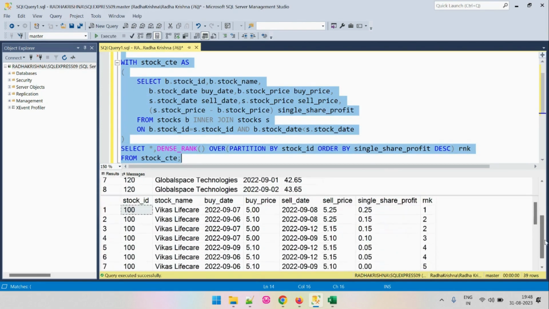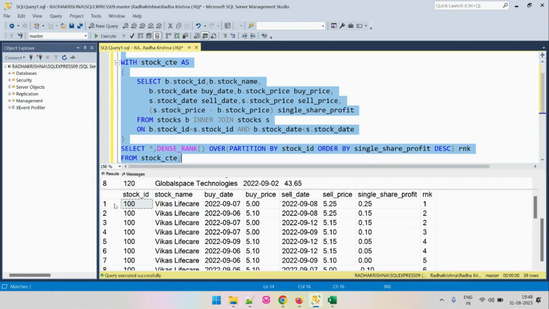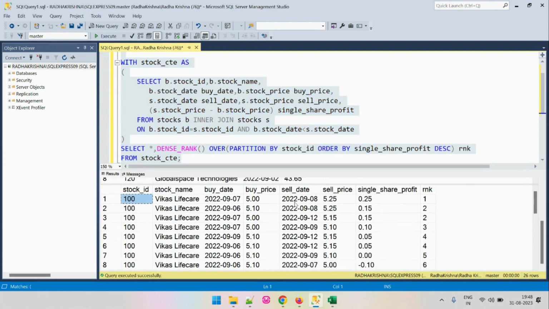So now for every stock, we have rank equal to 1 for the entry which will give us the max profit. For example, for this share, if it is purchased on 7th September at price 5 and sold at 5.25, it will fetch us 0.25 as the profit. And among all the combinations for this stock, this is the maximum profit that it will give.